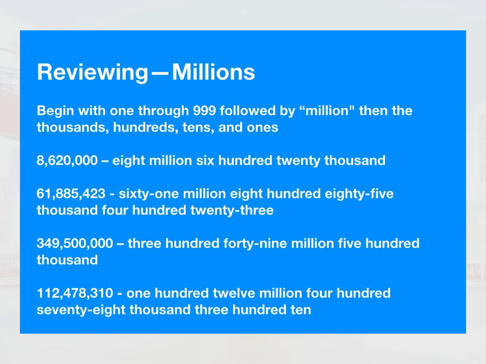Looking at some millions, again, we'll begin with 1 through 999, followed by million, then the thousands, hundreds, tens, and ones. 8,620,000, 61,885,423, 349,500,000, 112,478,310.